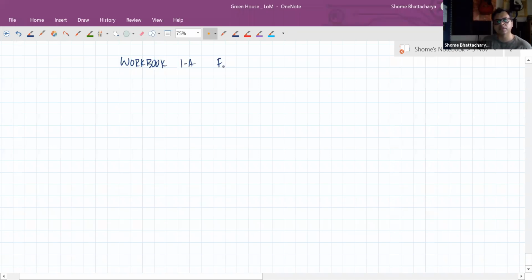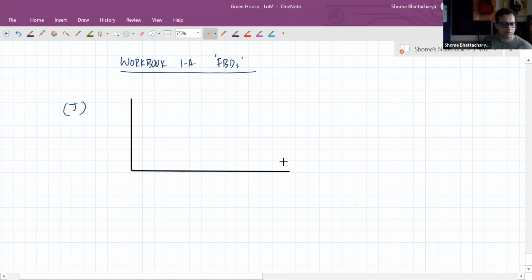1A, the free body diagram one, I will select some of the examples which I think are tougher. So the first one I'll select is example J. Example J was like this. They have apparently a vertical wall and a smooth floor and some kind of a block.